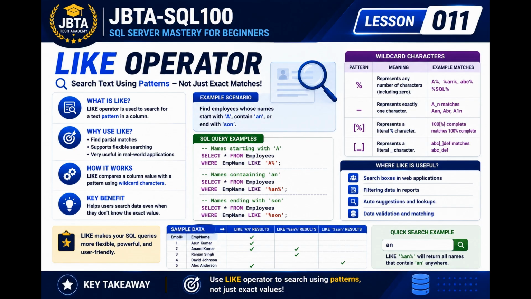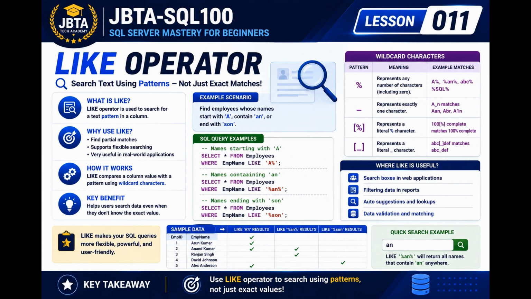The like operator allows us to search for text based on a pattern instead of an exact value. To create these patterns, SQL Server uses special wildcard characters. The most common wildcard is the % symbol. It represents any number of characters, including 0 characters.